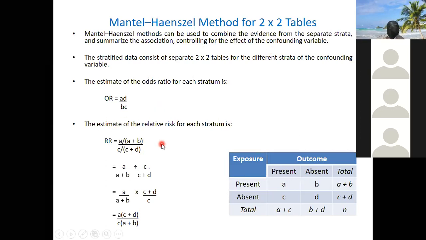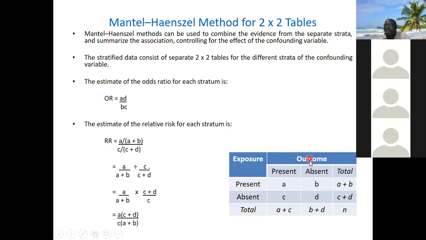The estimate of the odds ratio for each stratum is AD over BC. I don't think I need to explain why it is like that, because we have discussed it many a time. Even in the lecture of yesterday, that's what we discussed, how to conceptualize the odds ratio and why it is AD over BC. So look at the 2x2 table.